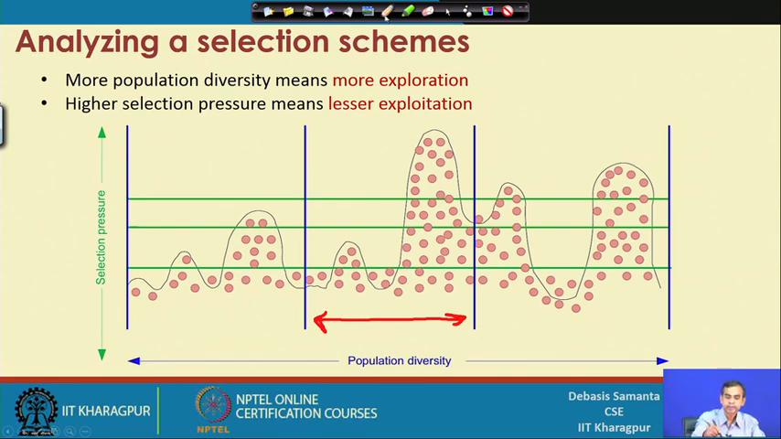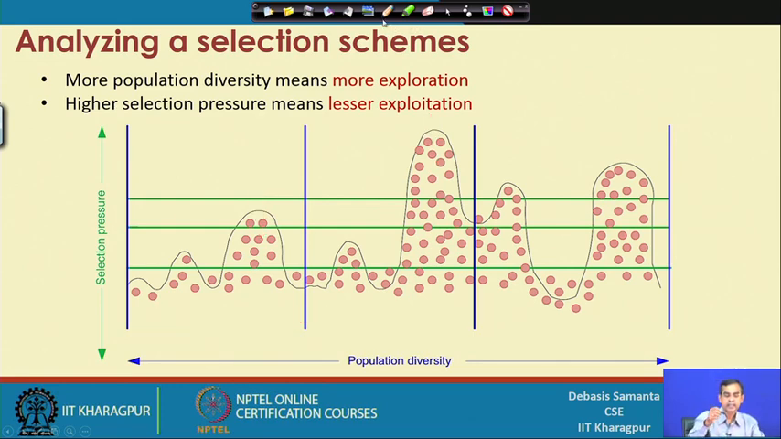For example, if we consider this is one population, and if we ignore this one, then maybe the GA will start at this optima. This is the optimum one. However, if we consider this population, then we may start at this one also. So, if we do not have wider population diversity, then we may get trapped in a local optima. In other words, more population diversity means more exploration.